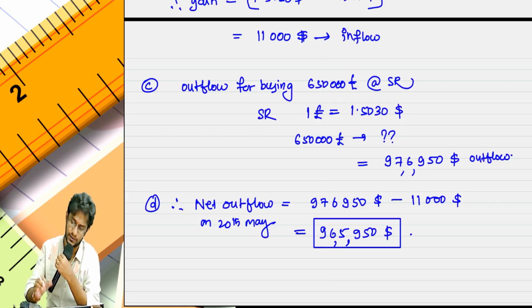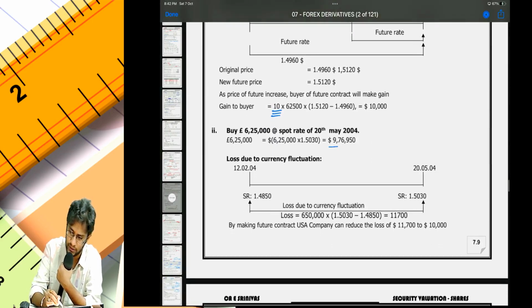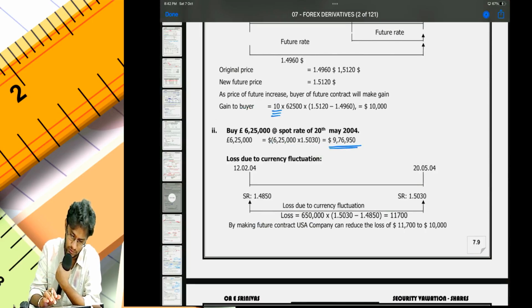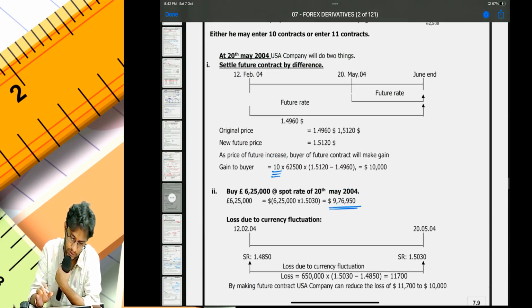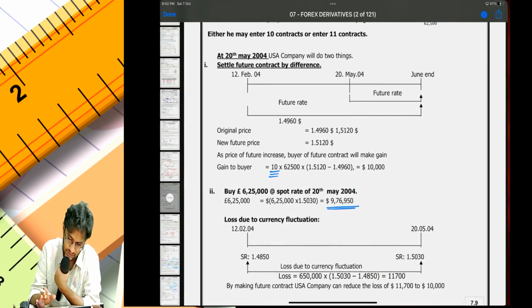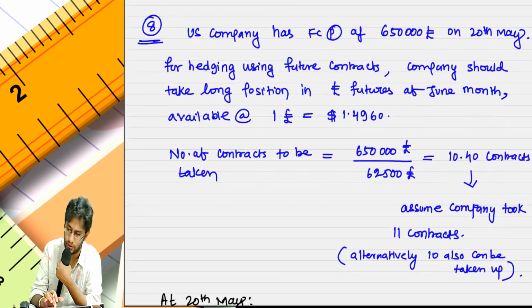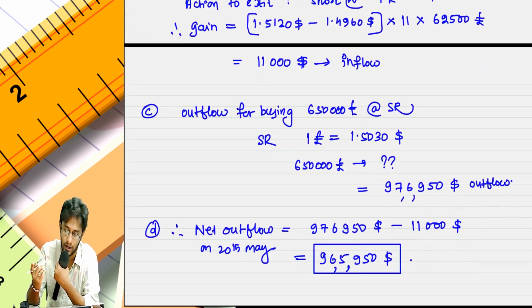The first bit answer, sir. This answer won't match with what we have done there. Here you got 976, 950. That's because, okay, not 976. Overall answer will be net of these two, something 976, 966 or something you'll get. The difference will be because there we took 10 contracts. Here I am taking 11 contracts. Because I took one contract extra, my gain also will be more.